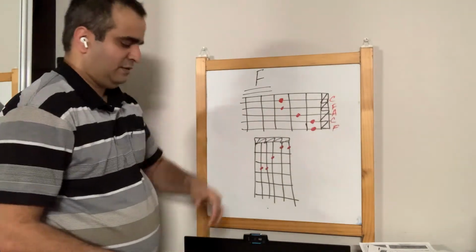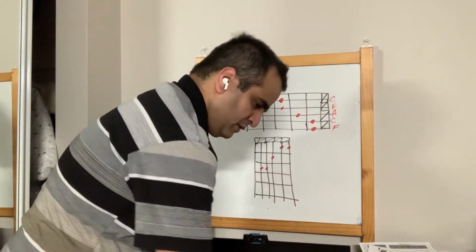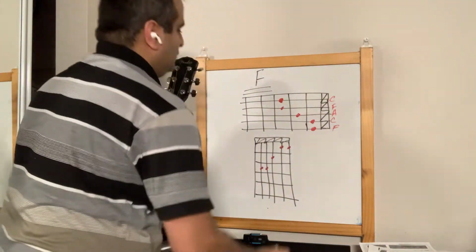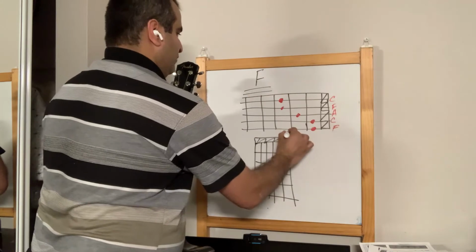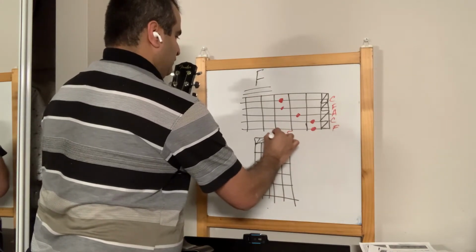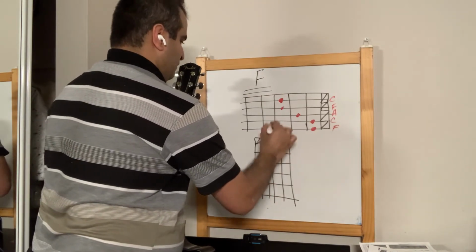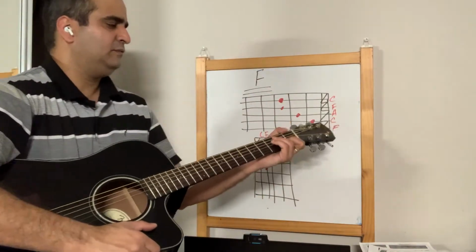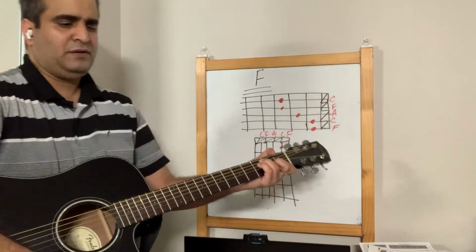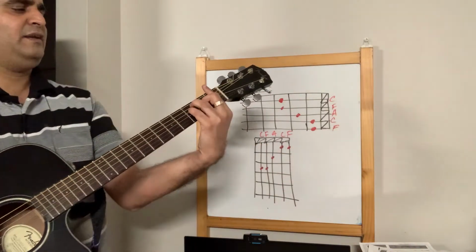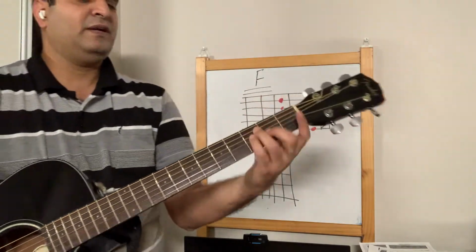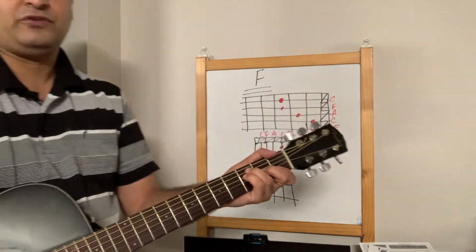Okay, so these are the notes of F major chord. Okay, so it's actually a bar chord. When I say bar, you basically cover all the strings with one particular finger, but I'm going to show this in the open position for now.